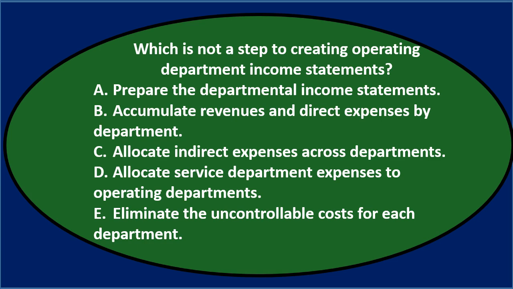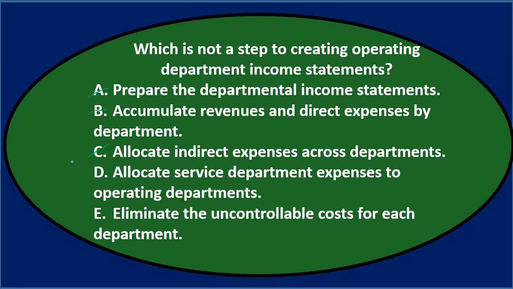Okay, let's go through this again using the process of elimination. Which is not a step in creating operating department income statements? A, preparing the department income statements. To actually prepare them, that seems like it's going to be necessary. B says accumulate revenues and direct expenses by department. That seems like we'd have to do that for a departmental income statement. C says allocate indirect expenses across departments. Again, those are expenses that are going to be involved in multiple departments. We're going to have to allocate them in some way. So you would think that would be appropriate.